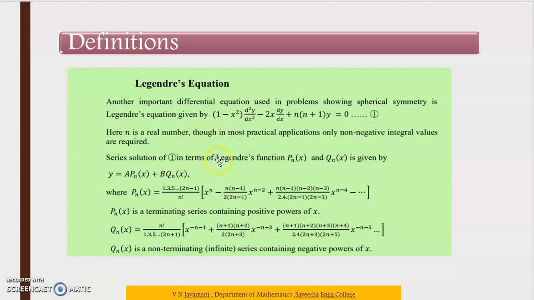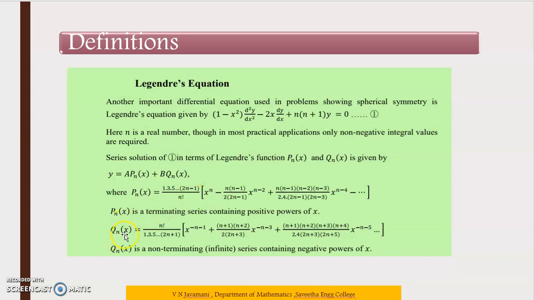The series solution of equation 1 in terms of Legendre's functions Pn(x) and Qn(x) is given by y equal to a Pn(x) plus b Qn(x), where Pn(x) is equal to 1·3·5 etc. up to (2n minus 1) by n factorial into [x power n minus n(n minus 1) by 2(2n minus 1) into x power n minus 2 plus etc.]. Pn(x) is a terminating series containing the positive powers of x. So here in Pn(x), all the powers of x are positive powers.